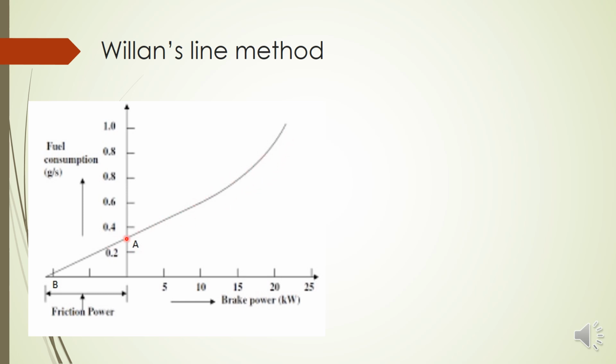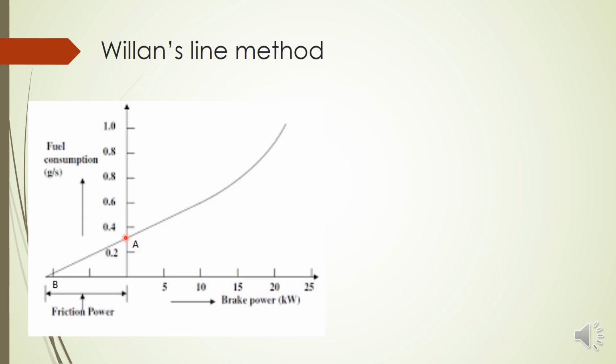So you can see here at point A, this point, the brake power is 0, but fuel is consumed, some amount of fuel. Here it is around 0.3. So at point A, even though the brake power is 0, the engine consumes some fuel. So it is for overcoming the frictional power.